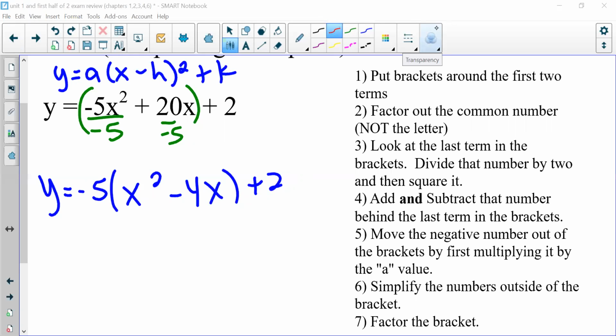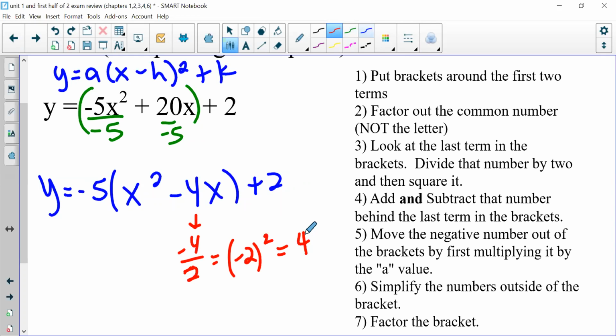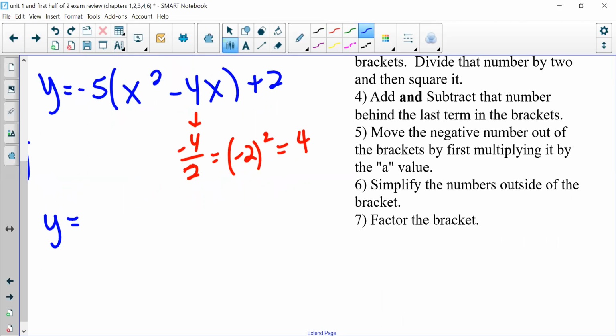Is it square the 4? No, you want to get positive 4, right? You don't have to get positive 4. You just want to look at the last term in the bracket, divide it by 2, and square it. So what's half of negative 4? Oh yeah, so it's 2, and then that squared is going to be 4. Okay, good. All right, now we're going to add and subtract that in the bracket, and then you can take over here, Matthew. What will I do now that I have put this in here?